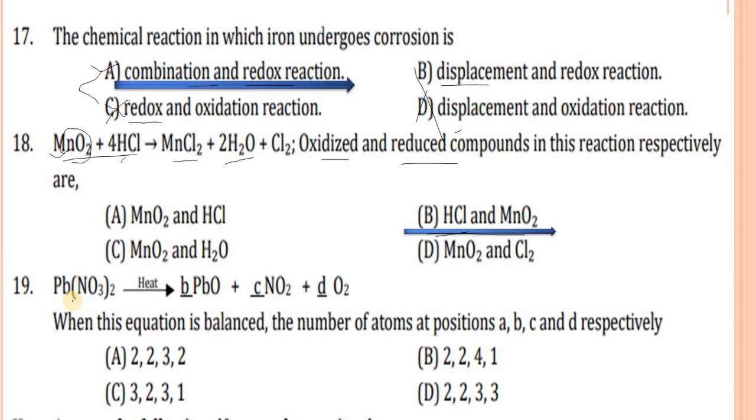Question number 19. In this question, an unbalanced equation is given, that is Pb(NO3)2 gives PbO, nitrogen oxide and oxygen. And the question is, when this equation is balanced, the number of atoms at positions A, B, C, D respectively. If you see the balanced reaction, 2, 2, 4, 1 will be the correct answer because when you balance, 2 should come here, 2 Pb(NO3)2, then 2 PbO should come, then 4 NO2 and O2 should come here.